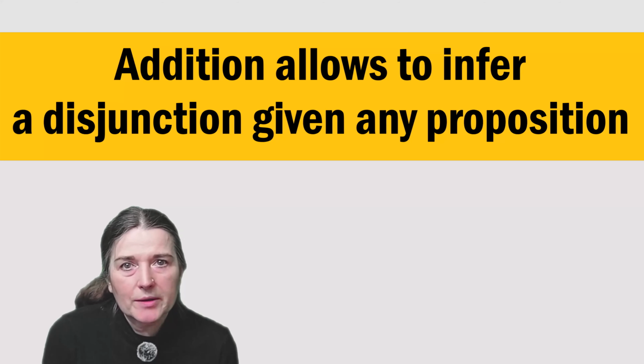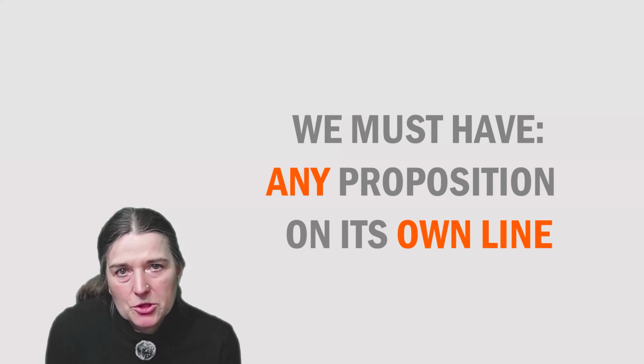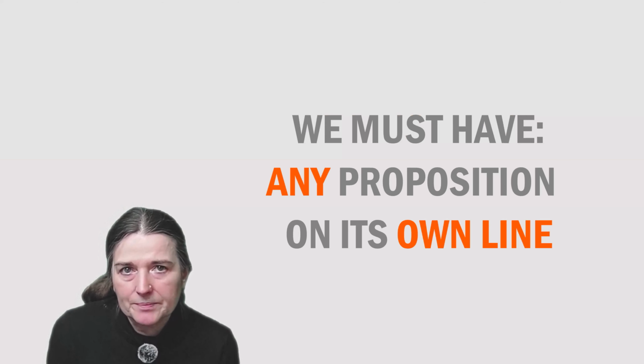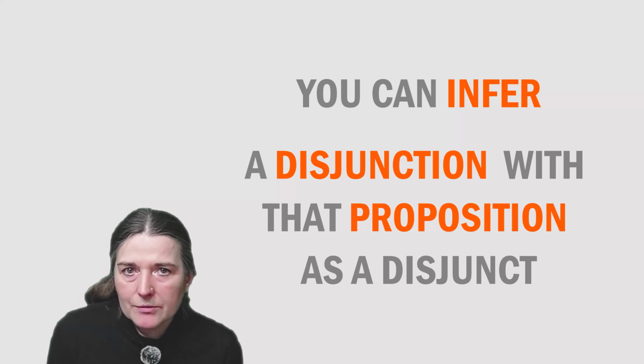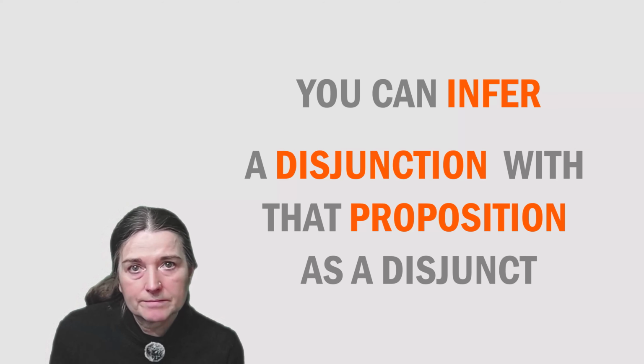Addition doesn't require any special conditions for its application. We basically need to have a proposition, however complex, on its own line. It allows us to derive a disjunction with that proposition as a disjunct. Let's look at the rule in symbols. We start with any one proposition, P, and we're allowed to infer a disjunction with P as a disjunct. P can be the first disjunct or it can be the second disjunct, doesn't matter.